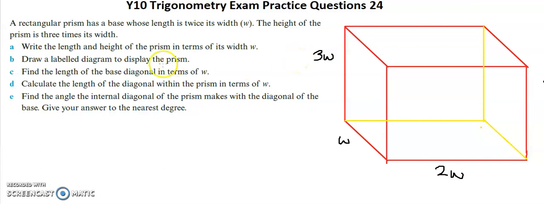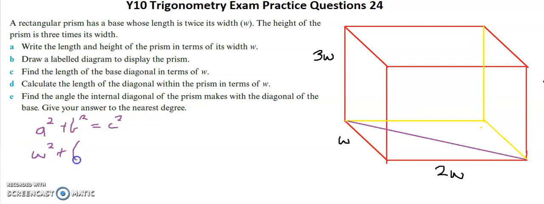Then for question C, it says find the length of the base diagonal in terms of w. So I'll do it as a purple line. So it means I'm looking at this base over here. To work that out, I need to do Pythagoras' theorem, which is a squared plus b squared is equal to c squared. So my a will be w, so it'll be w squared. My b is 2w, so it'll be 2w squared is equal to c squared.